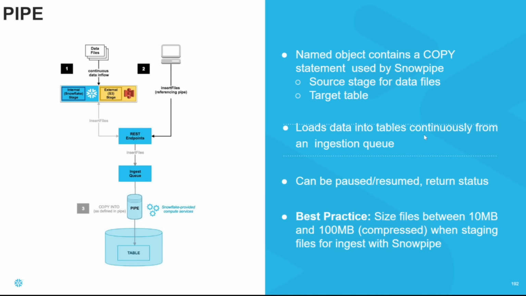It loads the data into the table continuously from an ingestion queue. Whenever you create a pipe, it automatically creates an ingestion queue for you, and you use that ingestion queue to automatically send the notification from your external storage, which in terms of AWS is going to be S3, or it could be a blob storage. So from there, you will get a continuous notification to your ingest queue whenever you upload a new file, or whenever the process uploads a new file into that particular location, and the pipe will continuously monitor this ingestion queue, and from there automatically run the copy command and load the data into your table.